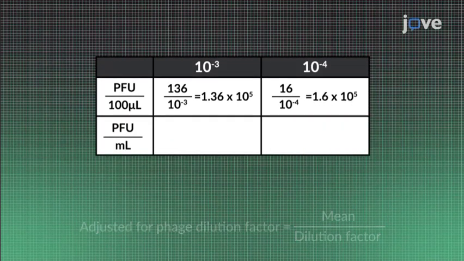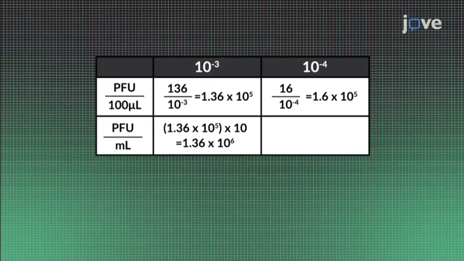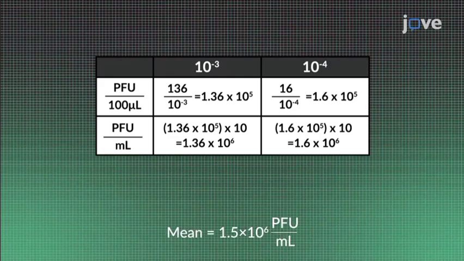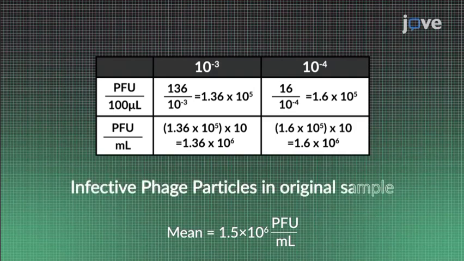To convert the value to PFU per milliliter, multiply the generated values by 10, as only 100 microliters of phage dilution mix was used during the bacteriophage overlay preparation step, producing an additional dilution factor of 10. Finally, calculate the average of the values obtained from the different dilution plates. This will give the average number of PFUs per milliliter. The number of PFUs corresponds to the number of infective phage particles in the original sample.